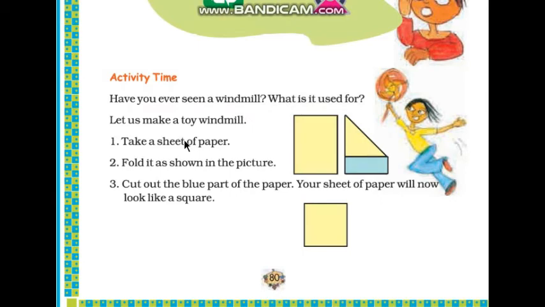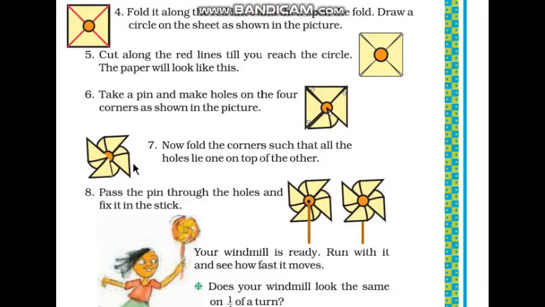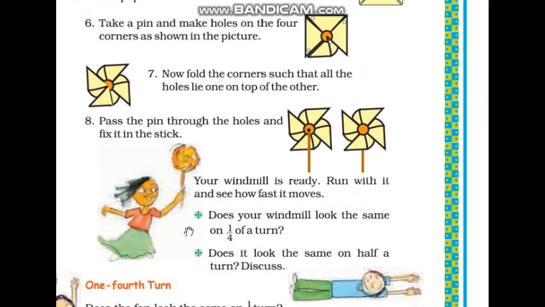Now let us make a toy windmill. So these are the steps. Using these steps, you can make a toy windmill. Children, last year I had given this windmill as project work and some students made it very nicely. So you can also try yourself and do this activity. Now the question is, does your windmill look the same on 1/4 of a turn? Let me explain what is 1/4 of a turn.